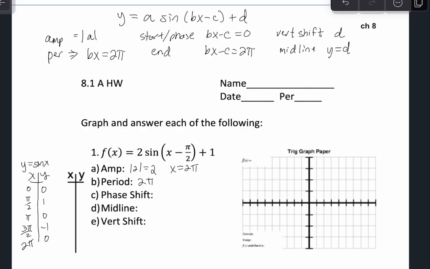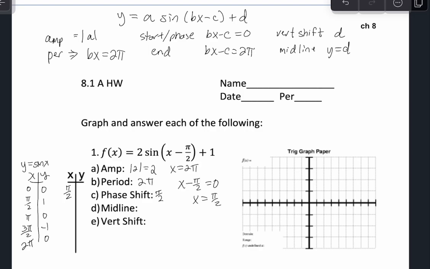The phase shift, remember, we are going to set the bx minus c equal to 0. So I'm talking about that parenthesis, whatever that parenthesis is. That's going to be our starting place on our graph. We're going to set that equal to 0. We're going to solve that for x. So our starting place is pi over 2. So put that on your chart. So our phase shift is pi over 2.